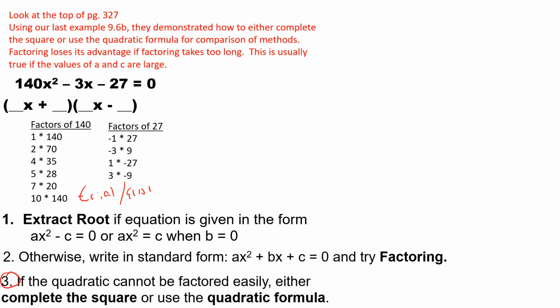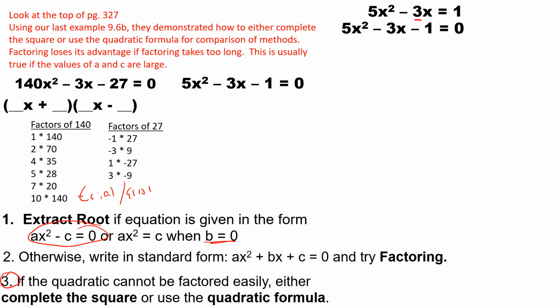Let's look at another type that you would use that on. Here we have this equation. It's not in this format. In other words, b is not 0. In fact, in this case, b is what? 3, right? So that means we're going to try factoring at step 2. So we'll go ahead and put it in standard form, and then I want to try to factor it. All right. So here I have the factors of 1 and 5, and here I have the factors of 1 and 1, right?